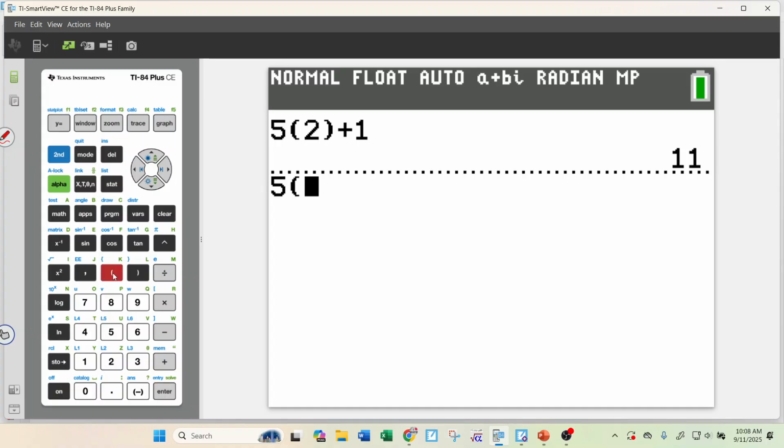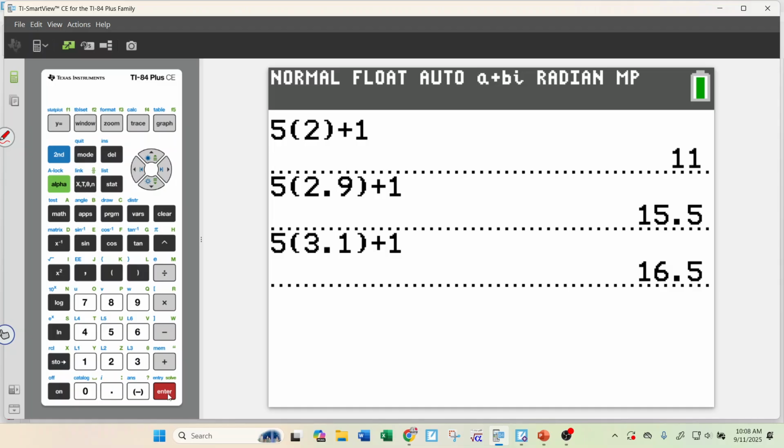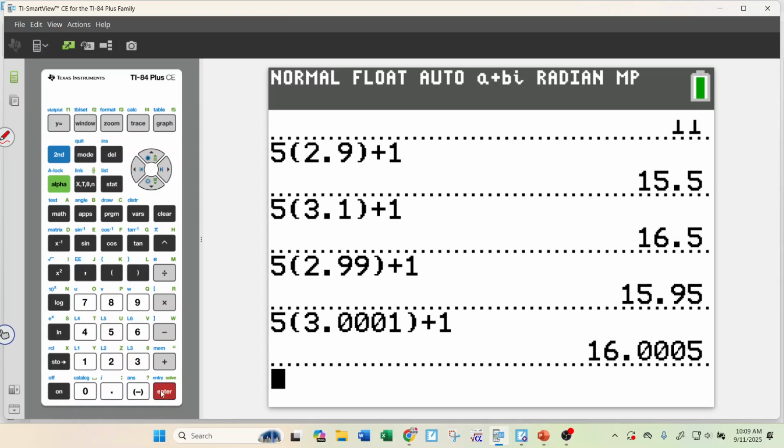So how about 2.9? Now we're getting closer to 16. Or we could pick 3.1. That's close to 16. Could you come up with a number closer than 2.9? 2.99. Exactly. So what this is saying is as I pick numbers that are closer and closer to 3, this gets closer and closer to 16. That's the definition of what a limit means. Now, if I pick a number bigger than 3, that's going to get closer to 16. Make sense? That's our idea of what a limit is.